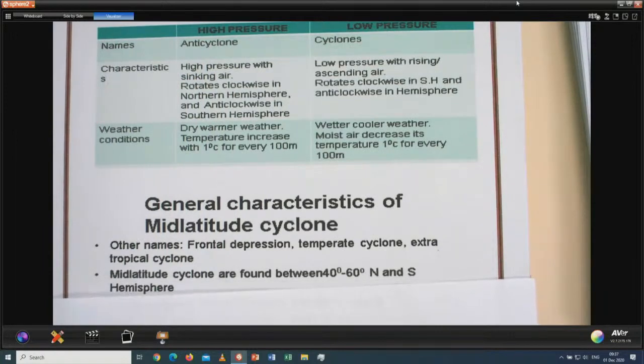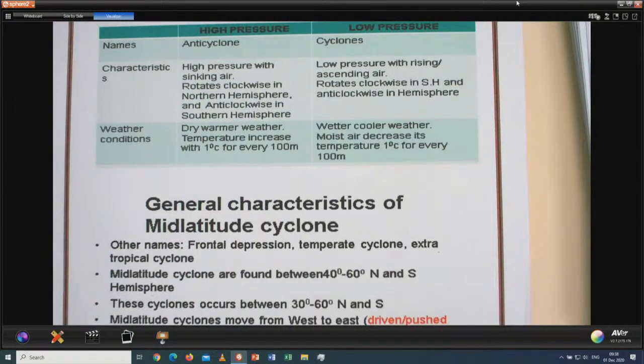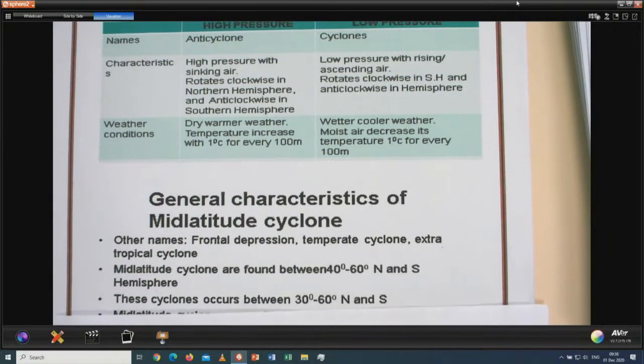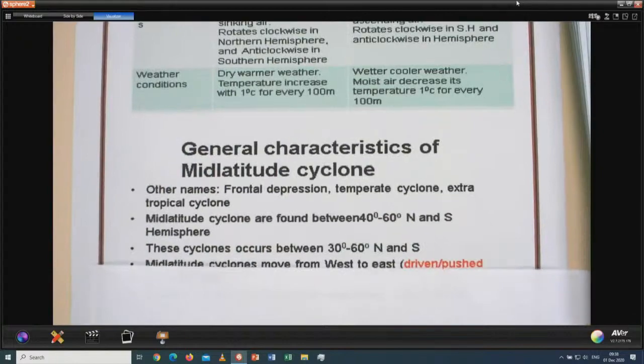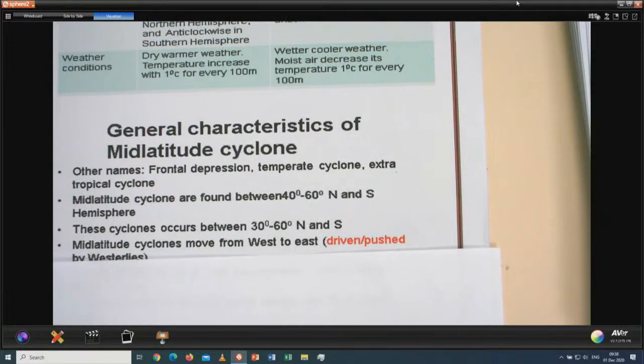Mid-latitude cyclones are found mostly between 40 degrees and 60 degrees north and south of the equator. Okay, these cyclones occur between 30 degrees and 60 degrees in both hemispheres. Mid-latitude cyclones move from west to east, and they are driven by the westerlies. They are in the westerly wind belt. They are pushed by the westerlies. This is the work that you did in grade 11 when you were doing the pressure belts.